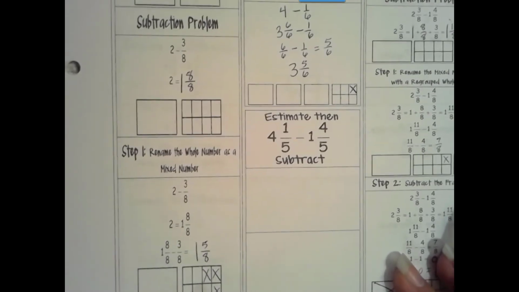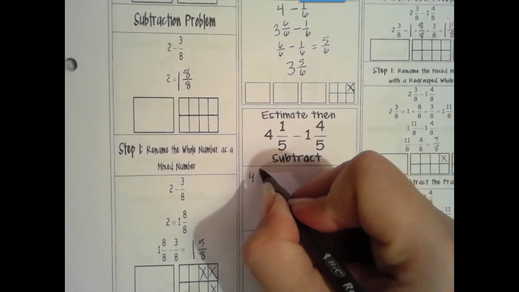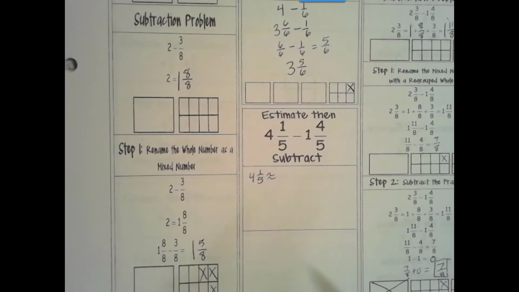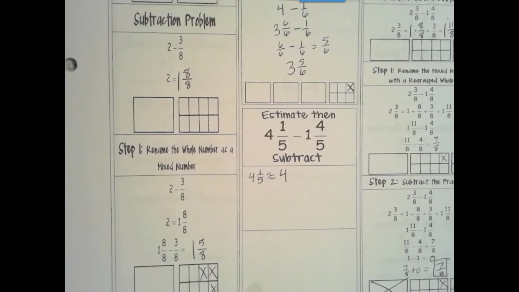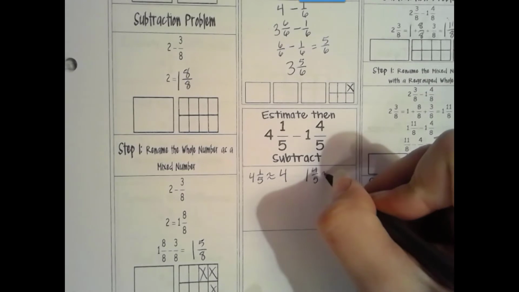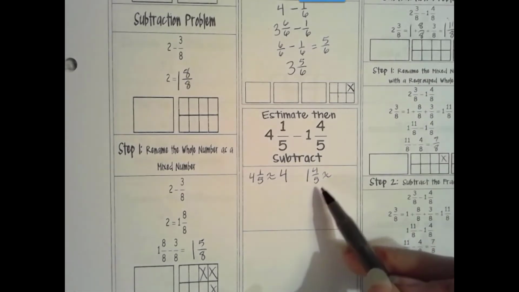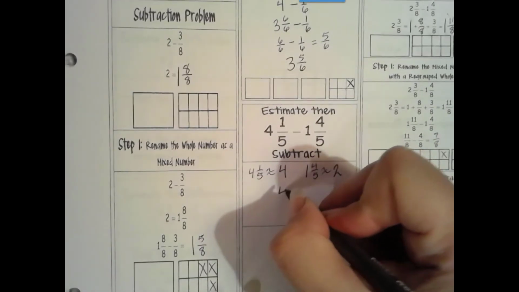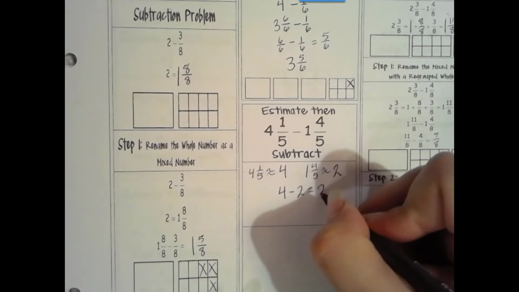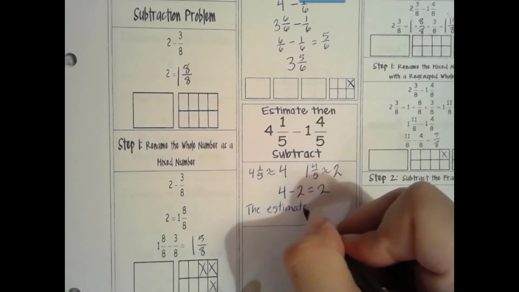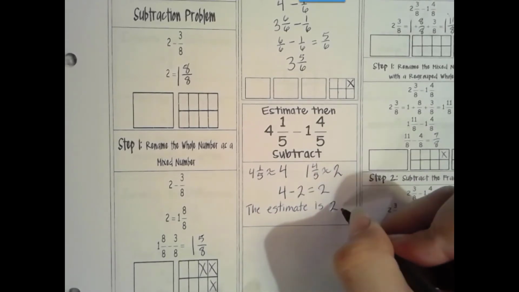Okay, here we're going to estimate again. So 4 and 1/5. Well, half of 5 is 2.5. So 1 is less than 2.5. So this is closer to just being 4. 1 and 4/5. Well, 2.5 is half of 5. So 4 is more than 2.5. So it's closer to being 2. 4 take away 2 is 2. The estimate is 2.